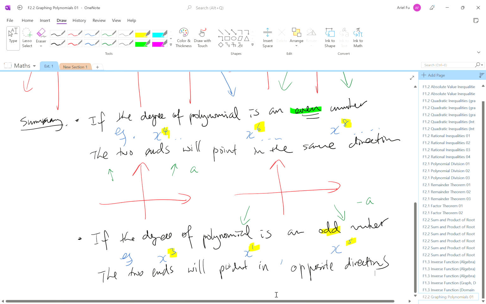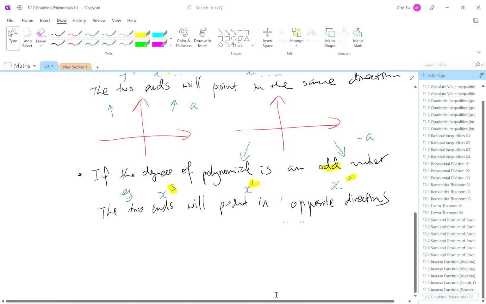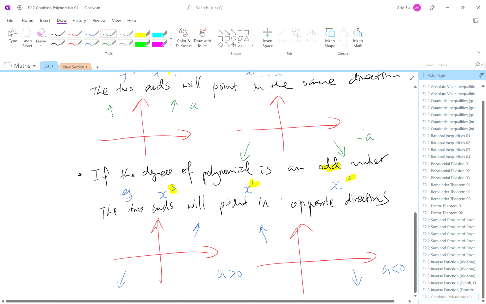What that means in the graph is, if on the left hand side it's going down, then on the right hand side it's going to go up. Or if the right hand side is going up, this side is going to go down. Of course, this one happens when the leading coefficient is positive, and this happens when the leading coefficient is negative. I should do that over here too: leading coefficient is positive and leading coefficient is negative.